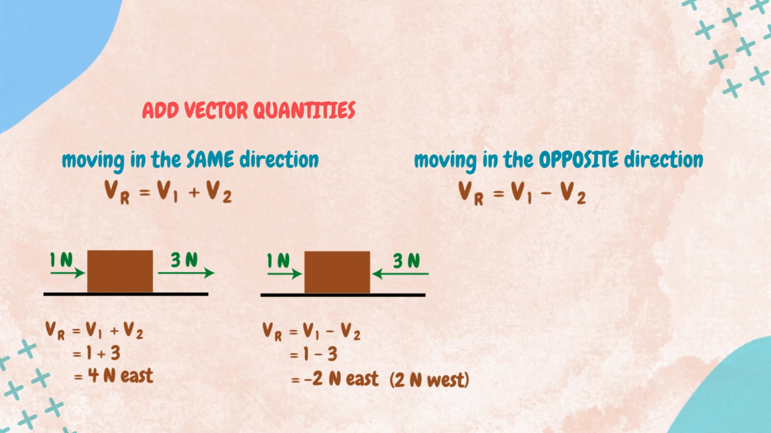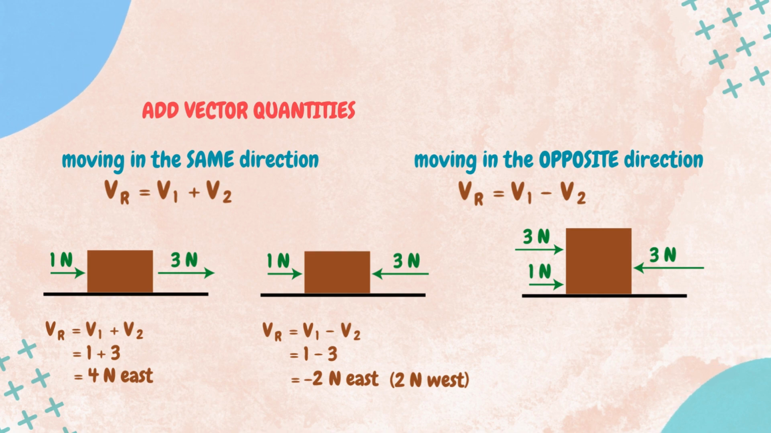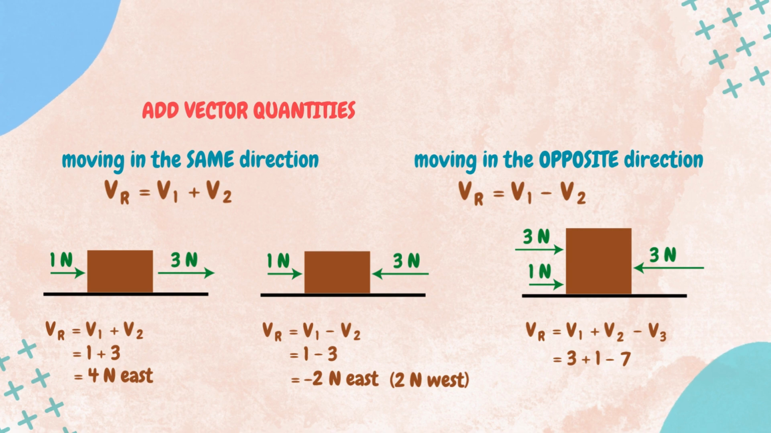The last example. An object is acted upon by 3 vectors. 3 Newtons and 1 Newton move it toward the east, while 7 Newtons moves it toward the west. What is the resultant vector? In this case, the resultant vector is equal to v1 plus v2 minus v3, where v1 and v2 are vectors moving the object toward the east, and v3 is a vector moving the object toward the west. Then v1 is equal to 3 Newtons, v2 is equal to 1 Newton, and v3 is equal to 7 Newtons. This gives negative 3 Newtons east, or 3 Newtons west.